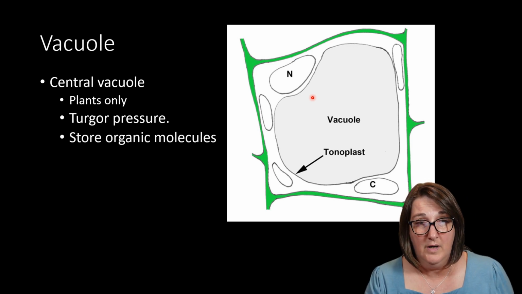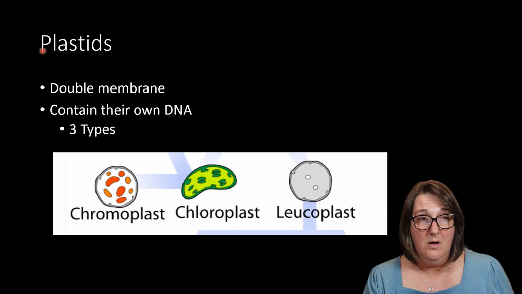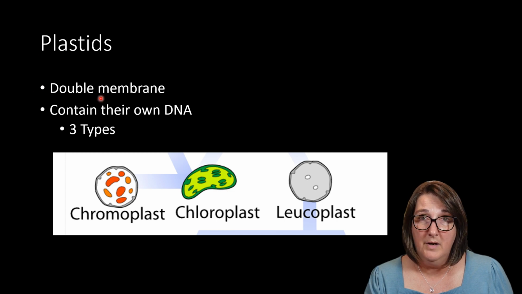These are going to store organic molecules, so I can store water, I can store certain types of ions, certain compounds can be inside this vacuole for the plant to use later on. We have also what are called plastids. I'm going to talk about 3 types. These are all going to have double membranes, similar to mitochondria. Mitochondria is double membrane, remember. They all contain their own DNA, which is similar to mitochondria. So we're going to talk about chromoplasts, chloroplasts, and leucoplasts.